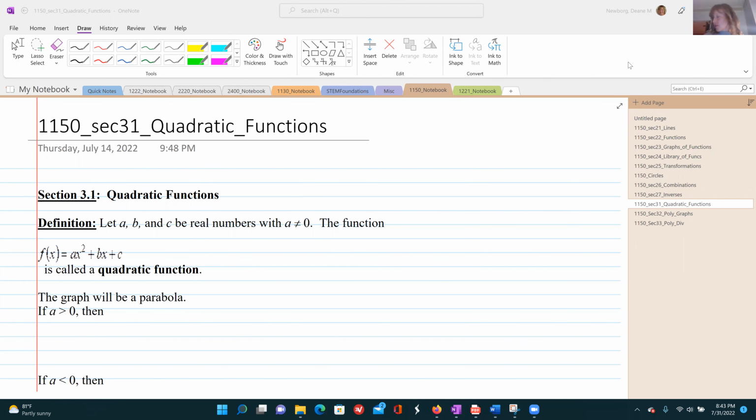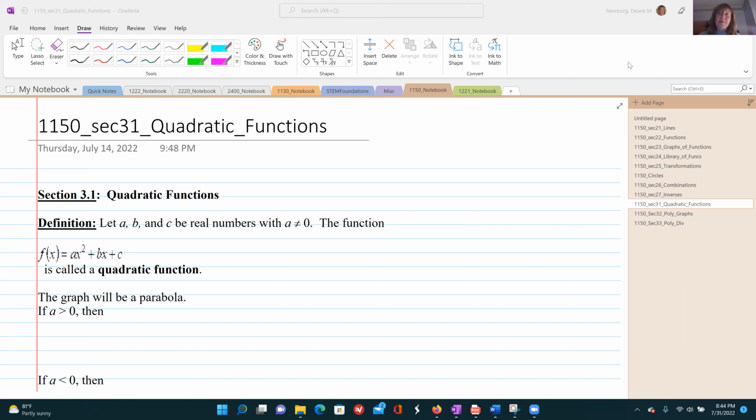Okay, starting chapter 3. And the first section is on what are called quadratic functions. And the first thing we get is the definition of a quadratic function. It says, let A, B, and C be real numbers with A not 0. Then the function f of x equals ax squared plus bx plus c is called a quadratic function.